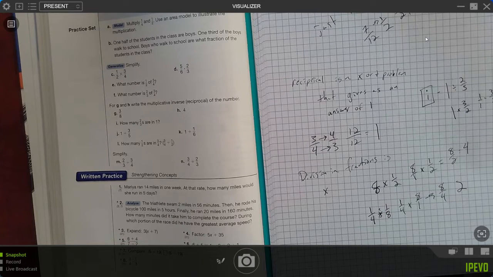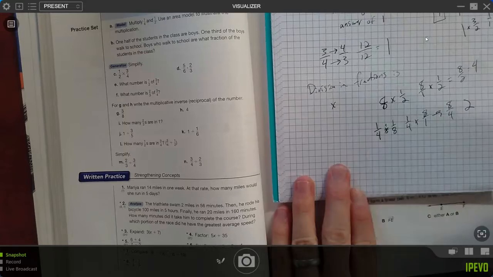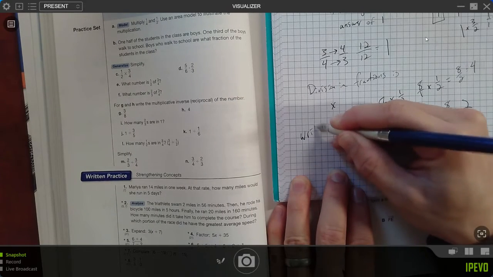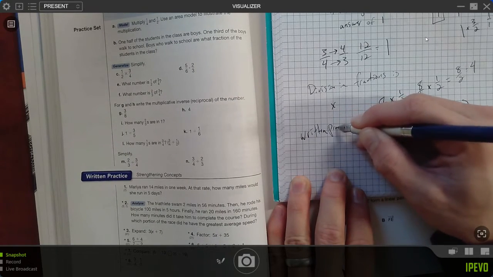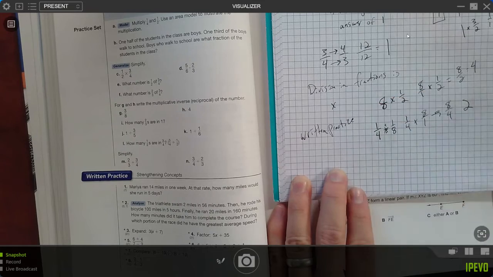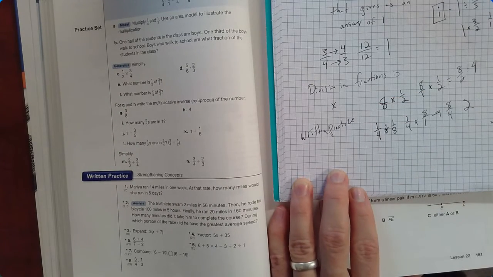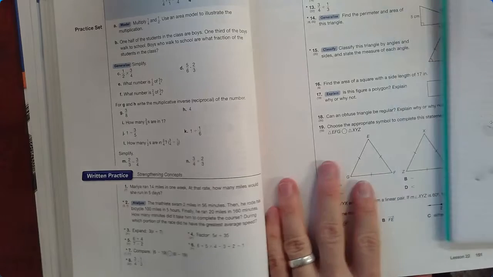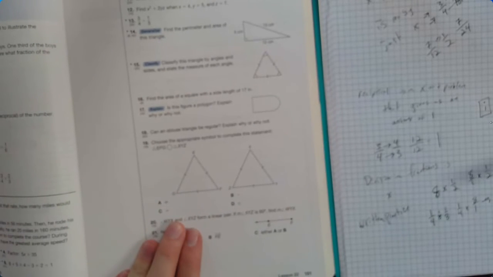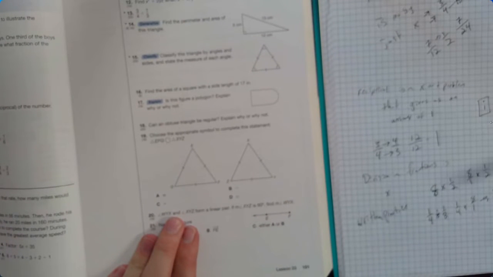Let's go ahead and give you your written practice work. The written practice I want you to do, I'm going to ask you to do 1 through 29 odd.